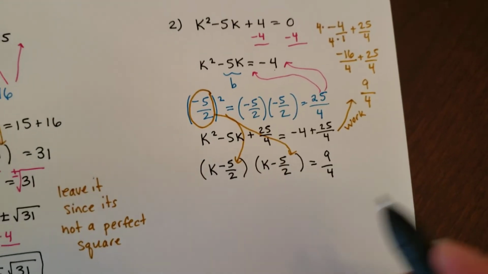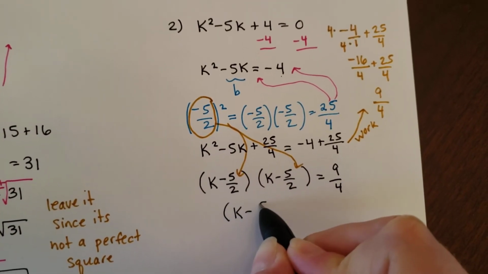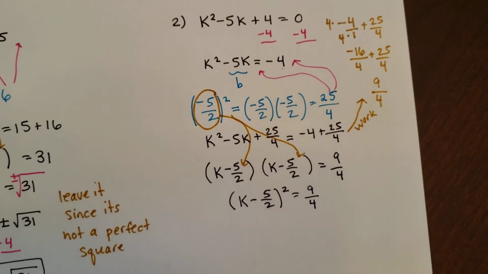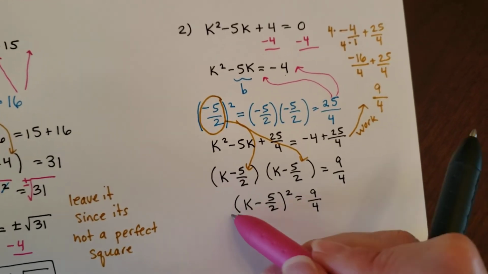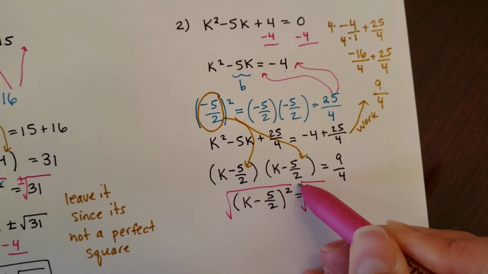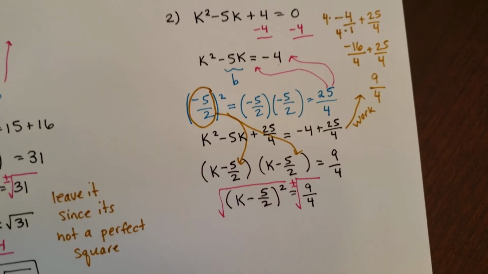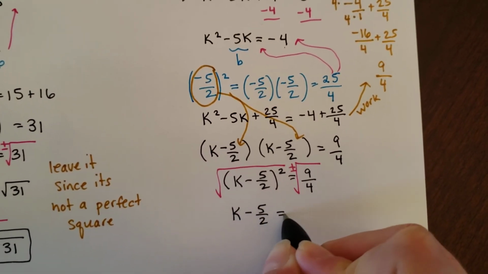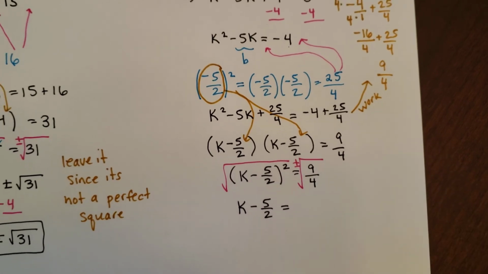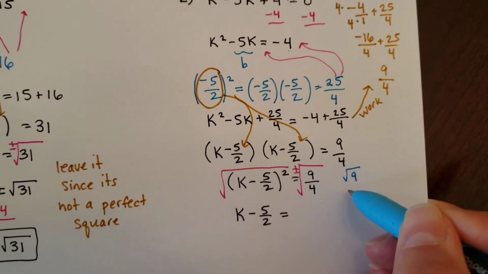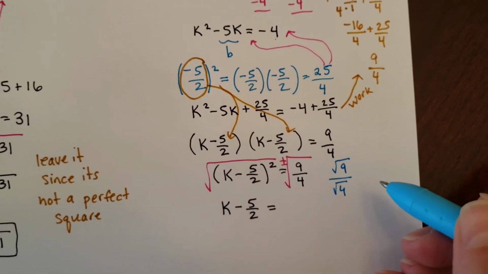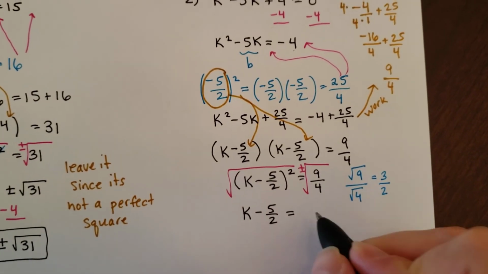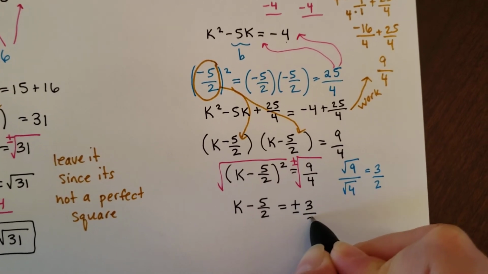Then we have 2 parentheses, so we're going to write it again, but we're going to put the squared on it. And we're going to again keep the 9 over 4. You're going to square root both sides, adding a plus and minus. So this will be just a k minus 5 over 2 equals. Now when you're doing this one, I would separate it. Do the top and the bottom separately, because the square root of 9 is just 3 and the square root of 4 is just 2. So this will give you a plus and minus 3 over 2.